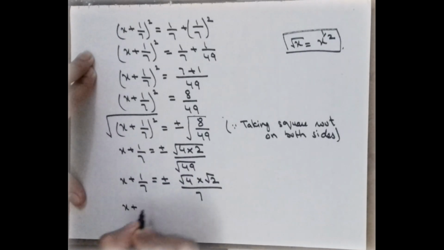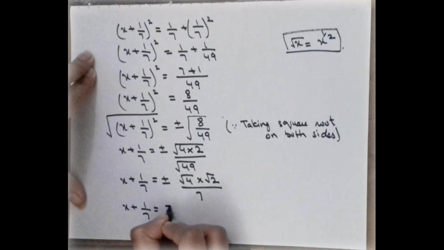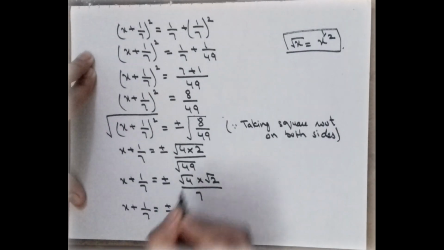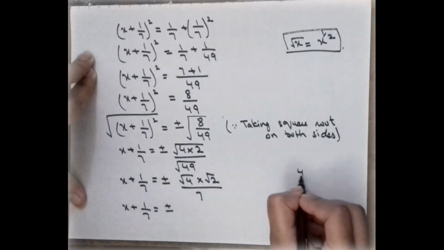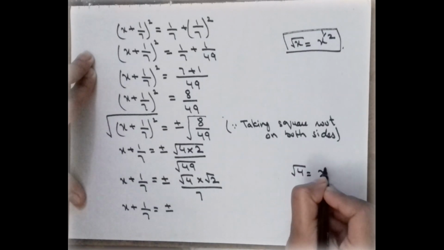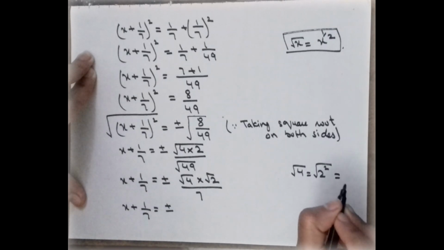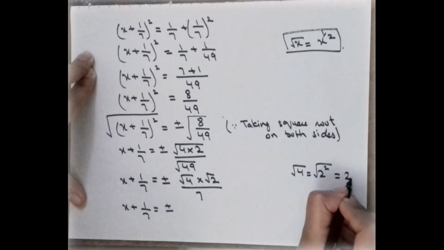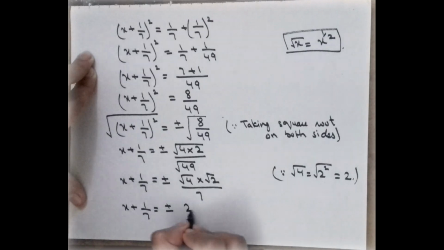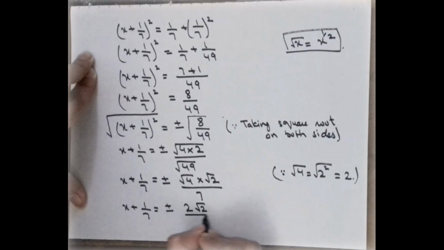So the next step: x plus 1 over 7 is equal to plus minus under root 4. We can write 4 under root as 2 squared, which is 4. So the square can cancel out with the square root, and it will be 2. So it will be 2 under root 2 over 7.